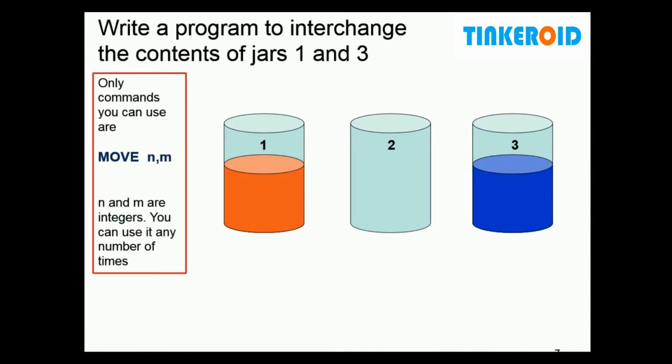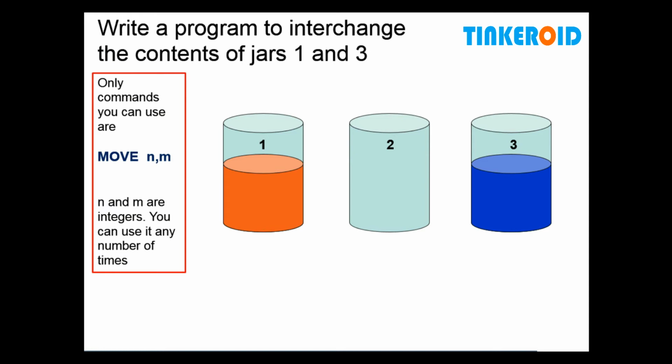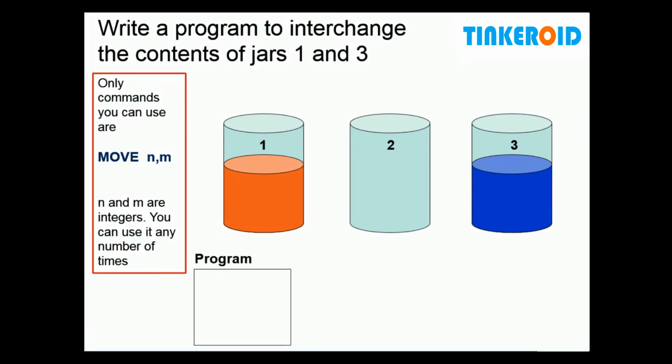Now we don't have left, right, up, down commands. We have different commands. We have move n, m. This n and m are just some numbers. Here, we use them as jar numbers 1, 2 or 3. If I give the command move 1, 2, it means move the content of 1 to the second jar. That is the meaning.